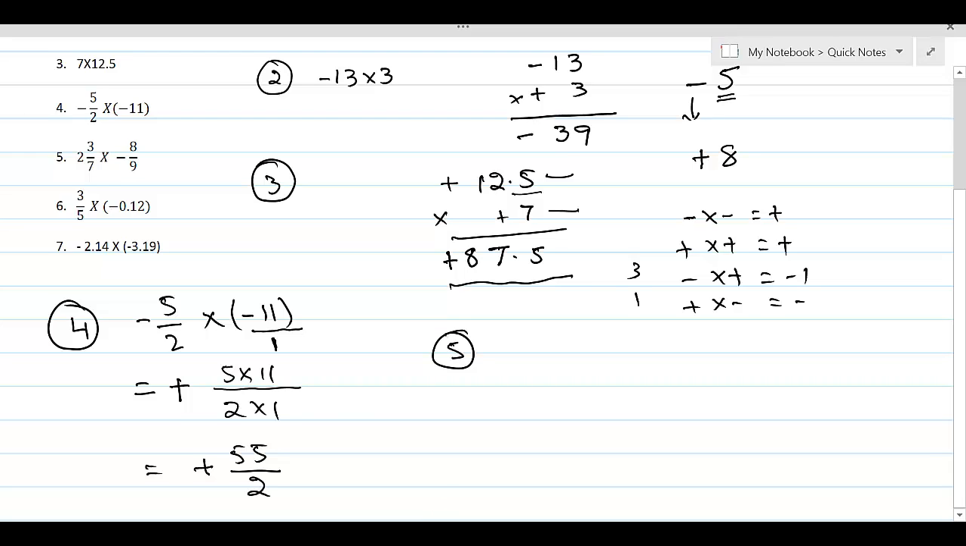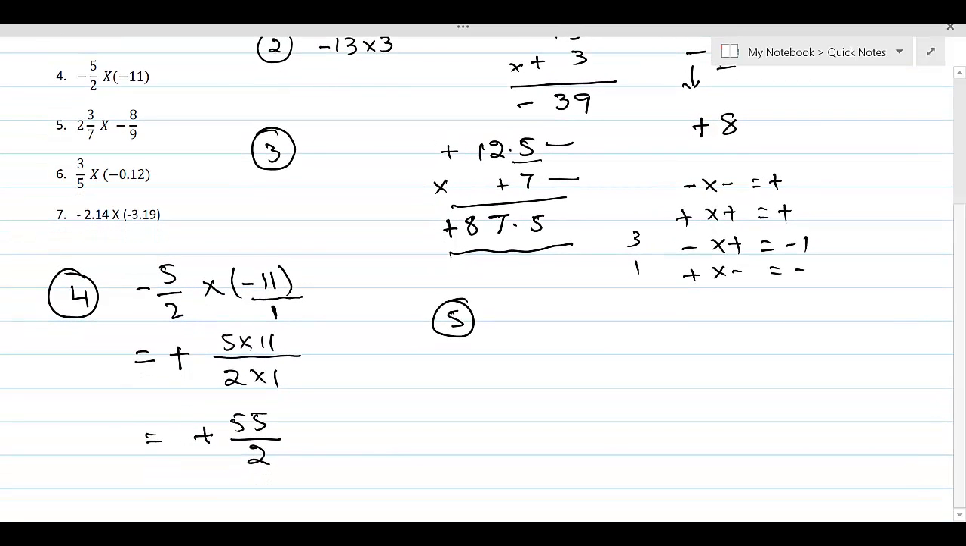So question number 5 now. Question number 5 is a mixed fraction being multiplied with a proper fraction. So this is 2 whole 3 over 7 times minus 8 over 9. So the numbers to be multiplied are 2 whole 3 over 7 and minus 8 over 9. Both are obviously fractions, but one is a mixed fraction and the other one is a proper fraction.